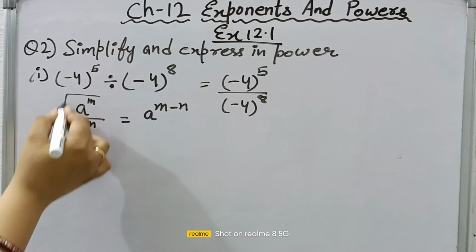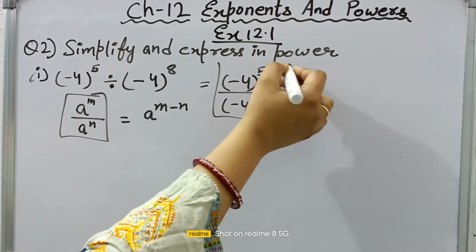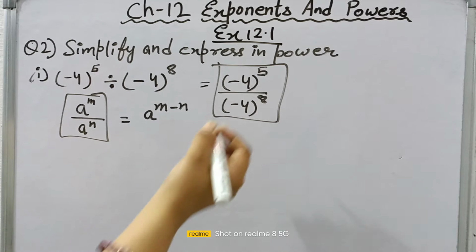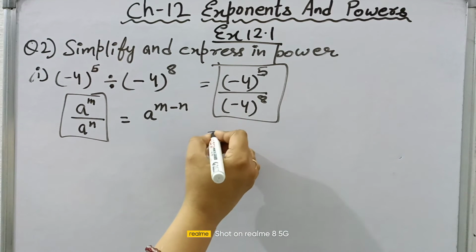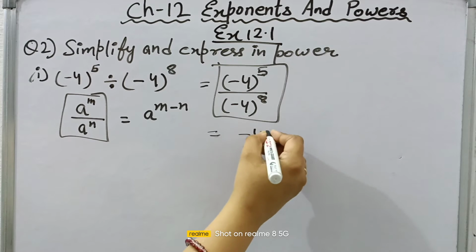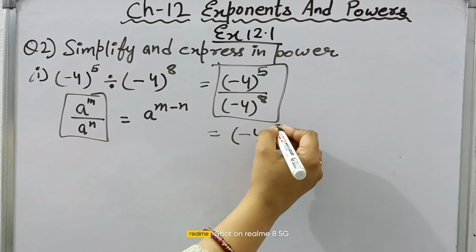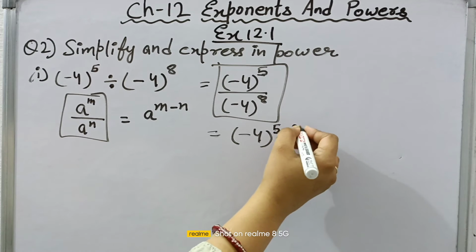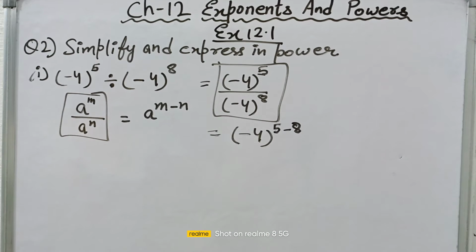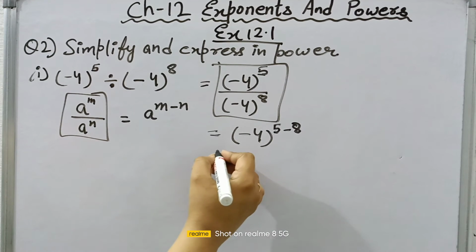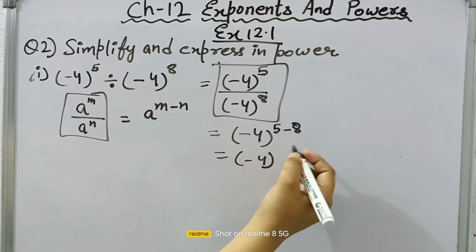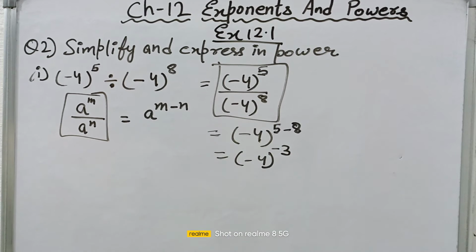Now this and this is same. Right? So you can directly apply the law and you can write minus 4 base, m is 5 and n is 8. Now simplify. It will be minus 4 raised to the power 5 minus 8. When you calculate this, you will find minus 3.